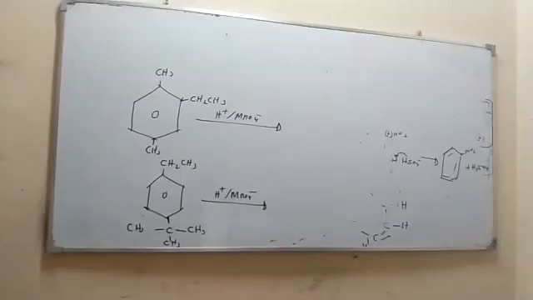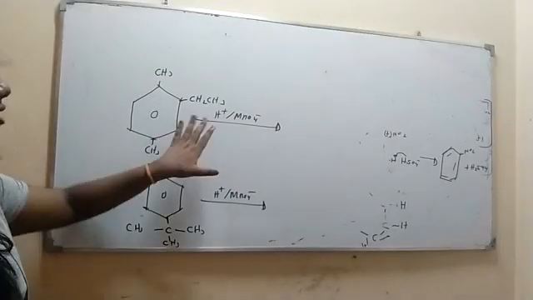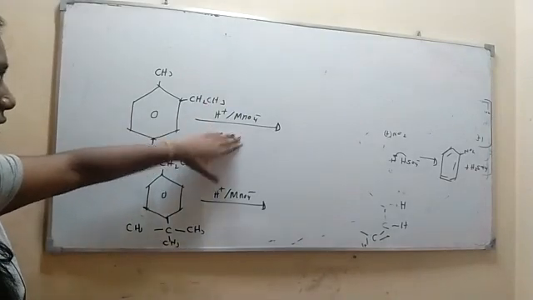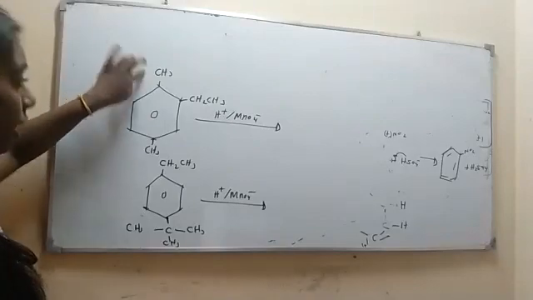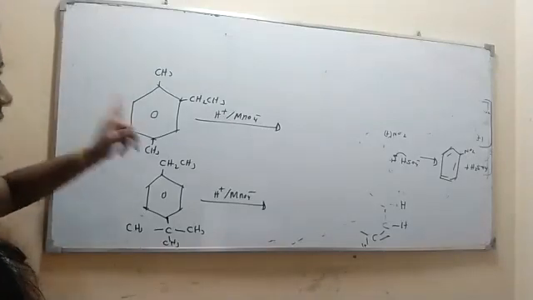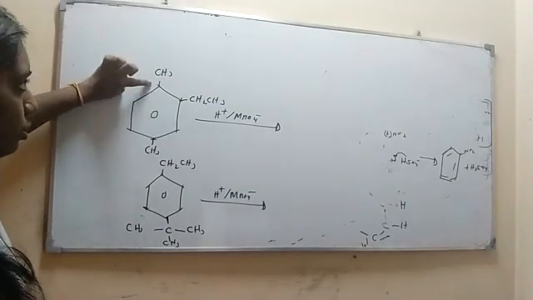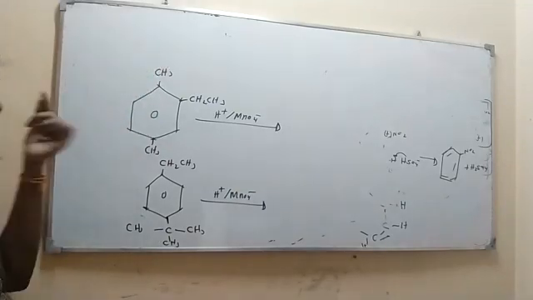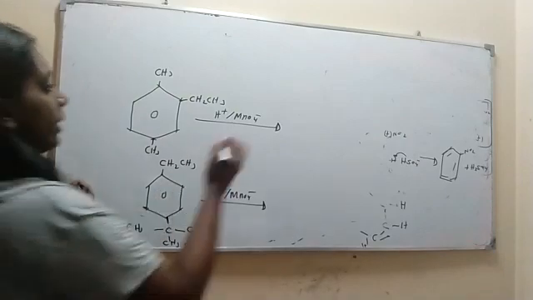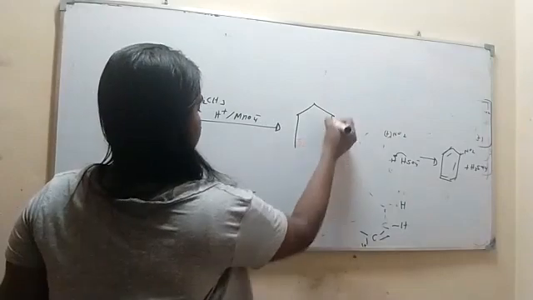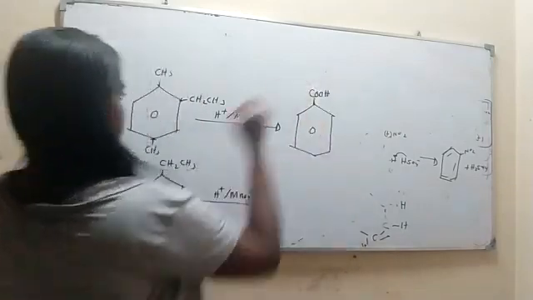Okay. So how to write down the product? Now, what is the theory we told? We are putting an oxidizing agent. The carbon which is directly attached to the benzene ring, if it has at least one hydrogen, it will get oxidized. See, this carbon is directly attached to benzene. It has 3 hydrogens. At least if it has one hydrogen, it will get oxidized. It has 3, so definitely it will get oxidized to carboxylic acid. So that will convert to COOH.